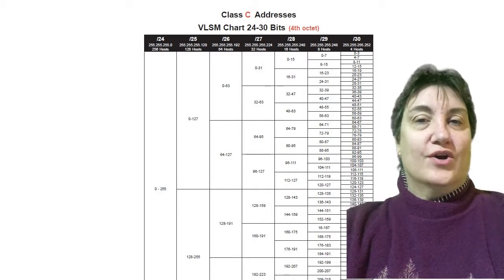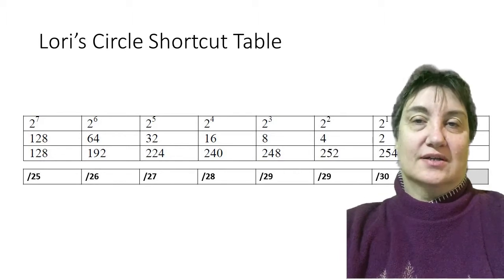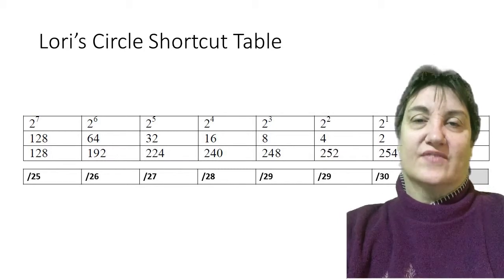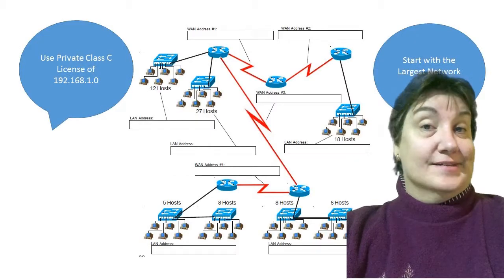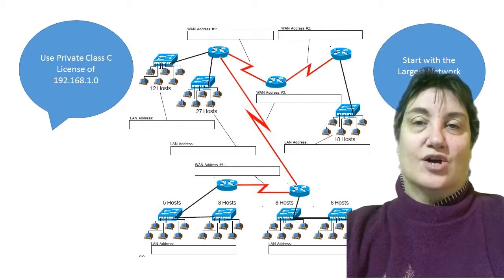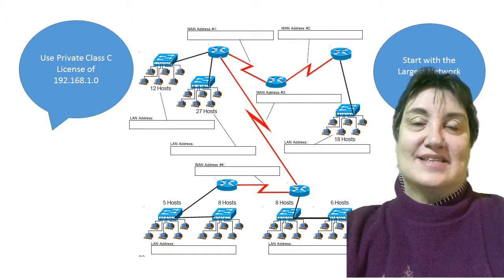By now you should already know how to use classical subnetting. We use that in Lori's circle shortcut. Classical subnetting is by far the easiest method, but you may have seen it can be pretty wasteful of addresses. In steps VLSM to the rescue, by allowing you to use different subnet masks on different subnets to better utilize addresses. So let's get started with some examples.